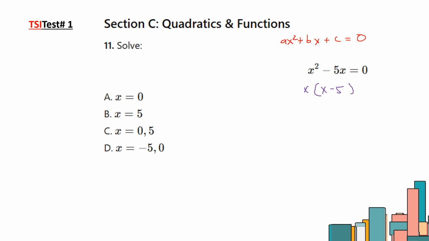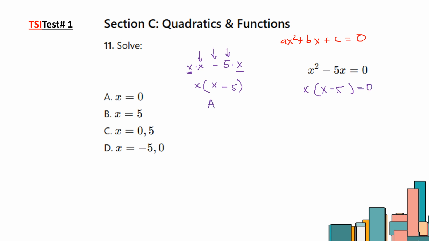Okay, so x squared is x times x, minus 5 times x. The common factor is x. We take x outside. The leftovers are x right here, minus 5. Okay, that's how we got it on the left hand side. Then set it equal to 0.